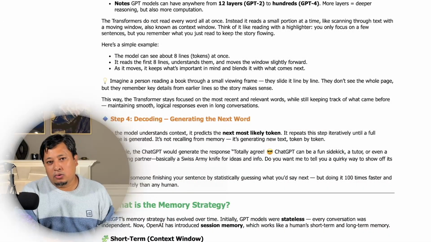The fourth step is decoding. We can consider this as the process of generating the next word.